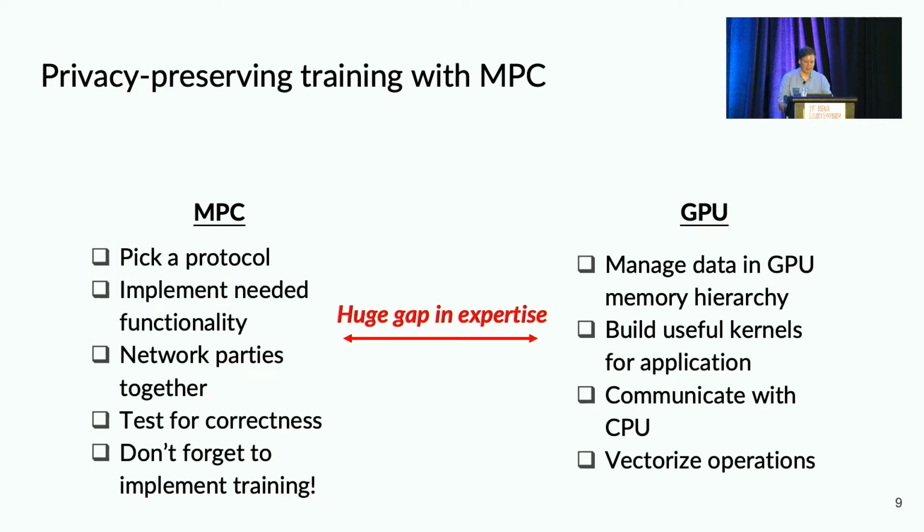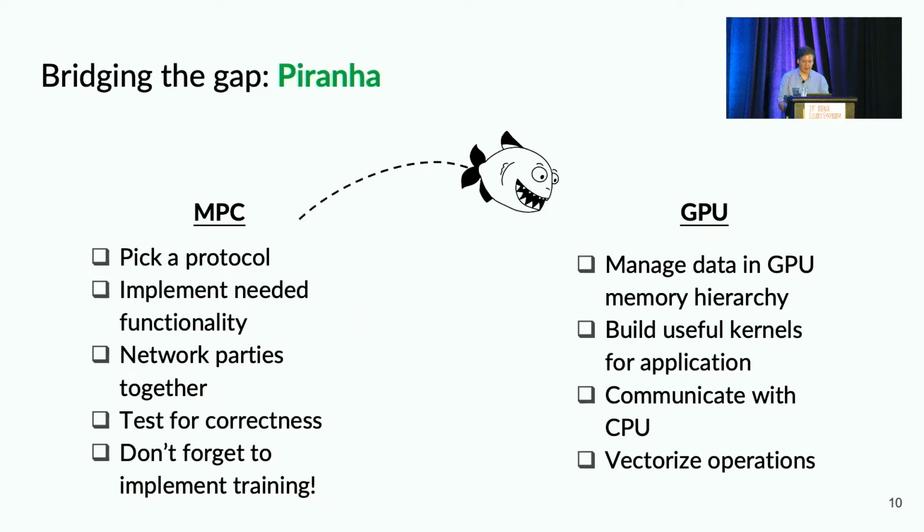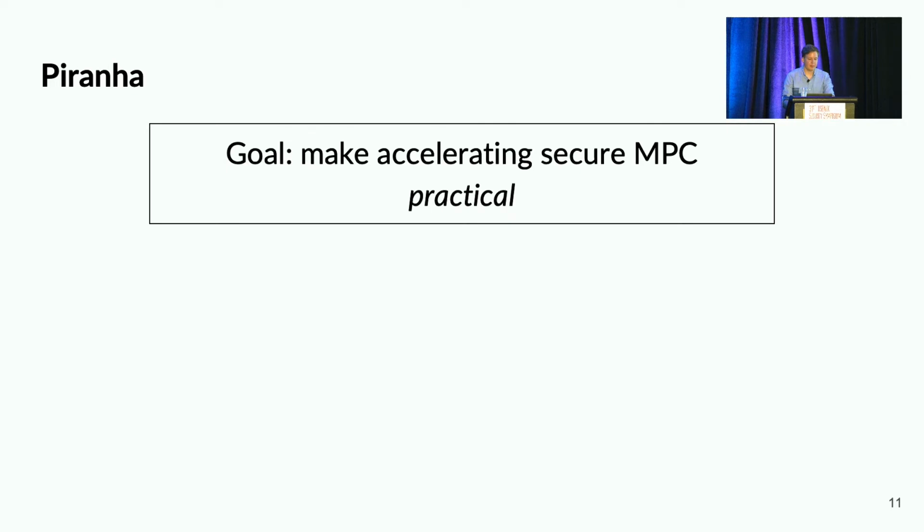So in this talk, I want to show you how Piranha bridges this gap between cryptography and systems and how it manages GPU concerns so that MPC experts can focus on designing protocols and the like. So at the high level, Piranha's big goal is to make accelerating secure MPC practical. And for this talk, we're going to focus on a subgroup of protocols called linear secret sharing protocols. And we're going to build support for them with 2 sub-goals in mind.